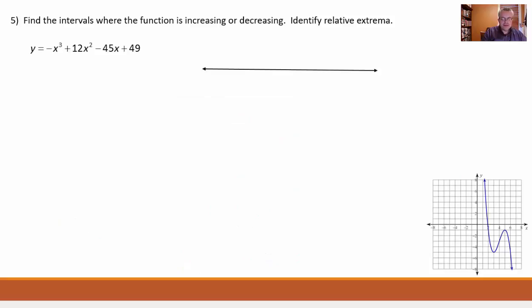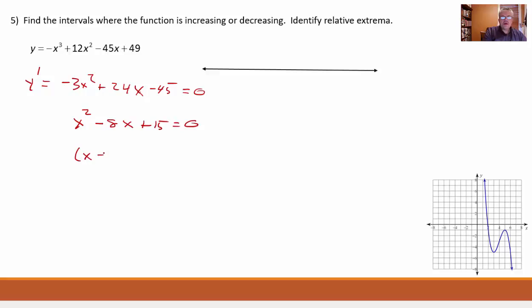Let's try this one. This one's a little bit more complicated. So the first thing is to find the critical numbers. We want to find the points where the first derivative is 0. So y prime equals -3x squared plus 24x minus 45. I want to set that to 0. Now, that's kind of a beast of an equation. If we divide through by negative 3, because negative 3 goes into all the terms, it gets a little bit nicer. So if you divide by negative 3, we get x squared minus 8x plus 15 equals 0.